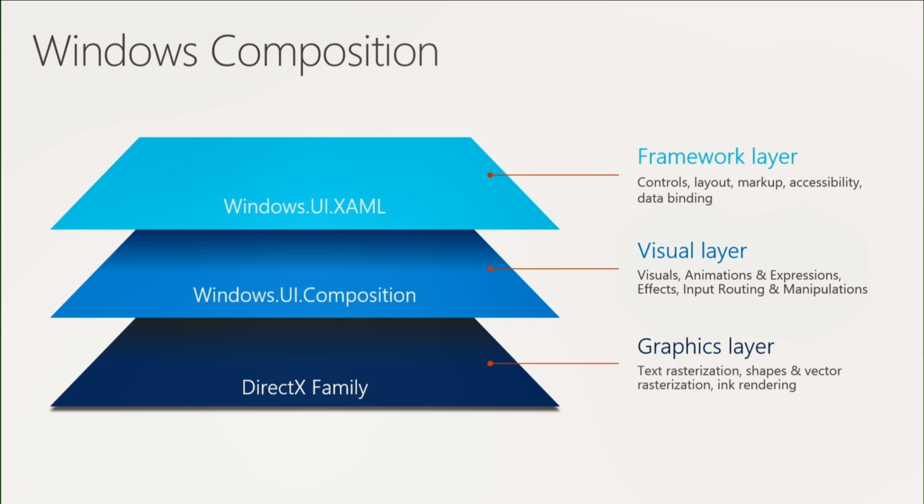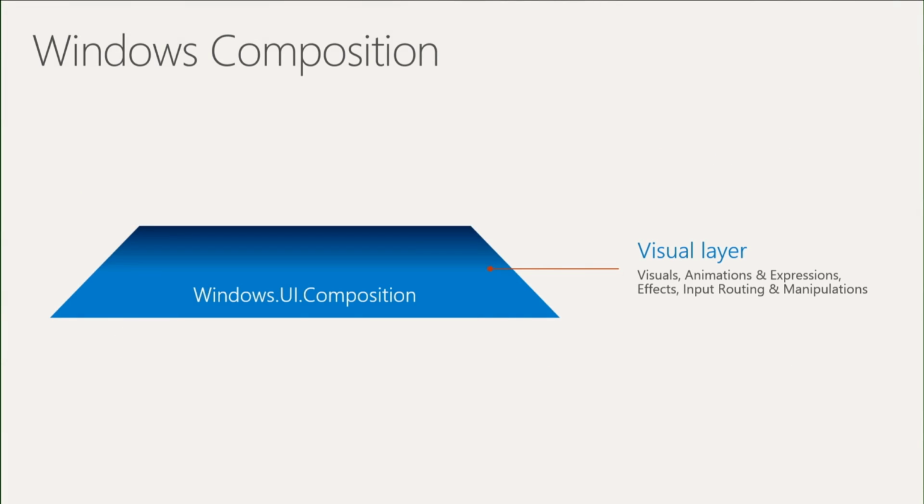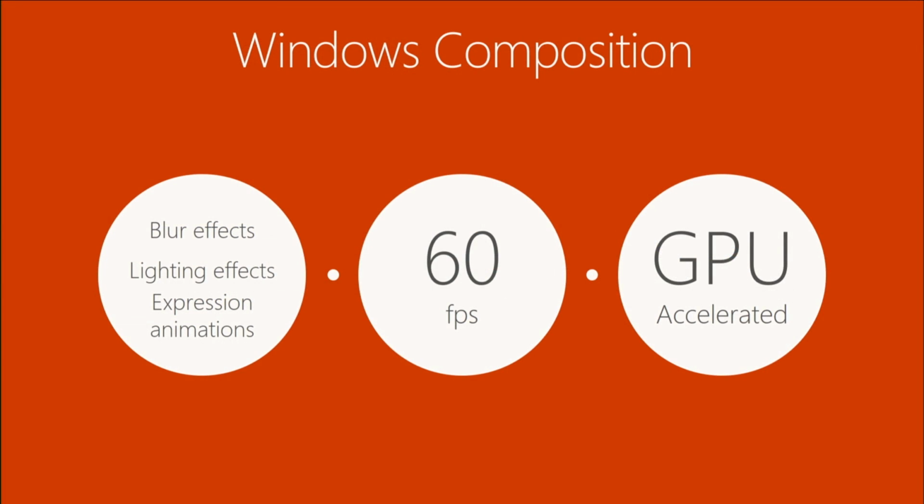But in the middle we've got this visual layer, which is Windows.UI.Composition. And this is where we have new animations and expressions and new effects and manipulations. The point is that they all run on the GPU at 60 frames per second. So they're not impacting your main thread, your CPU, in any way. Everything's working on the GPU, so you get really great performance and some new stuff that we couldn't do before, such as blur effects, which is computationally very hard to do. But with the new composition APIs, that's something we can do.